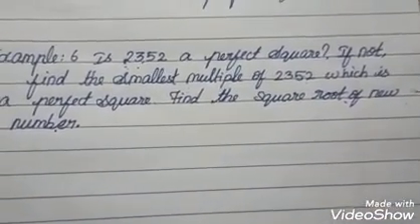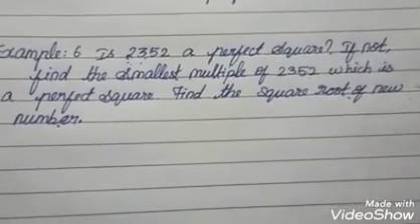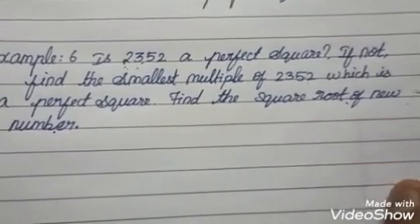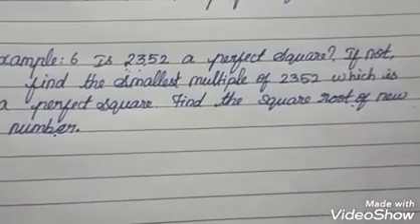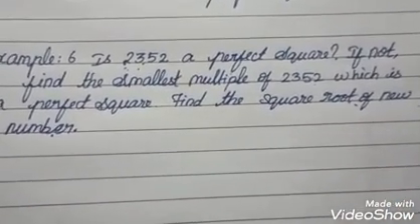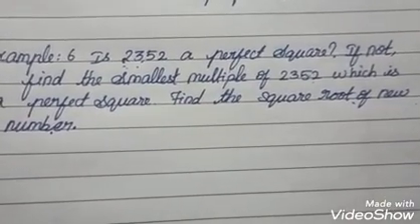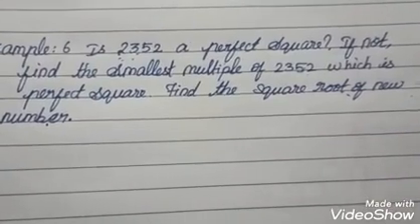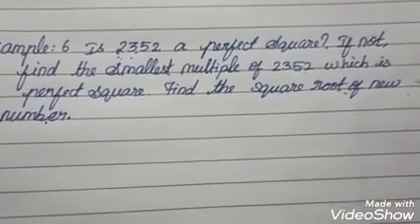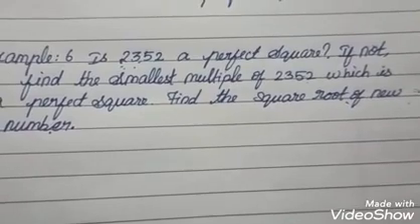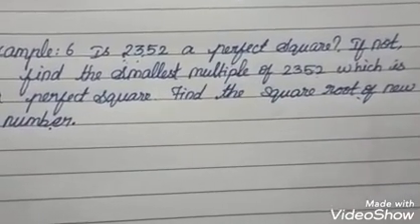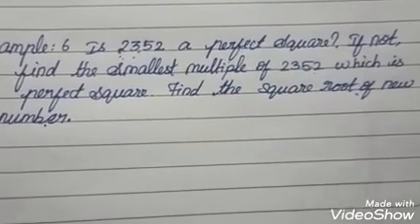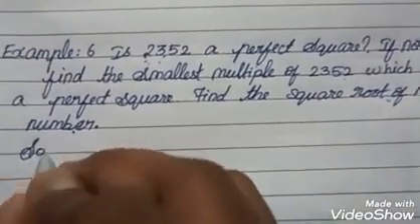Okay, so we need to find the prime factorization. In that prime factorization we need to see whether all the prime factors have a pair or not. If any factors occur without a pair, that is the smallest number to multiply to make 2352 a perfect square. Afterwards we need to find the square root of that new number. So now we go with the solution.